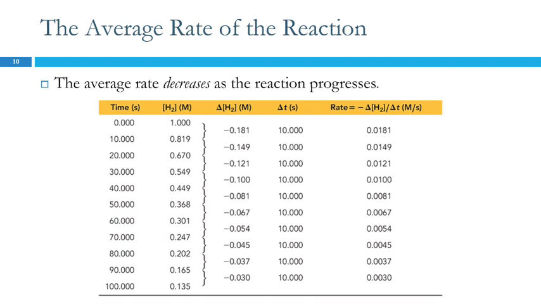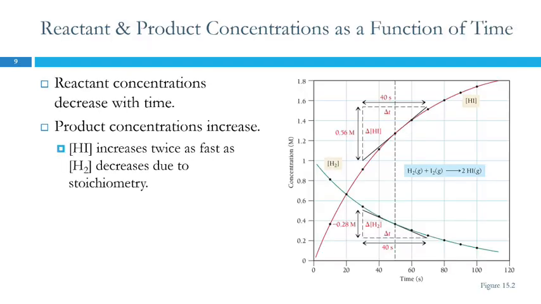Okay? If we look at this graph, the slope here is steeper than it is down here, right? The slope is equivalent to the rate of the reaction. The slope is getting smaller and smaller. Any questions?